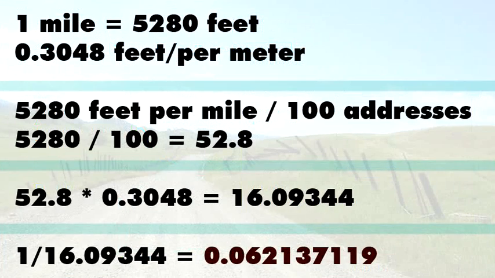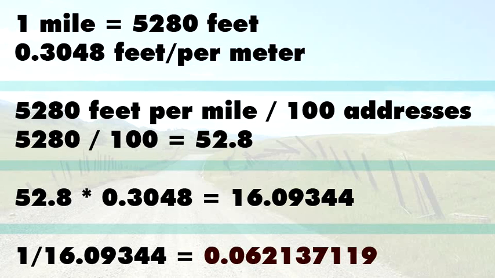We know that there are 5,280 feet per mile. To convert feet to meters, we multiply the feet value by 0.3048. If our goal is to generate 100 addresses per mile, we'll establish the dividend and divisor and come up with a quotient. In other words, we will divide 5,280 feet by 100, resulting in 52.8. We multiply 52.8 by the feet to meter conversion factor, and we end up with a value of 16.09344.